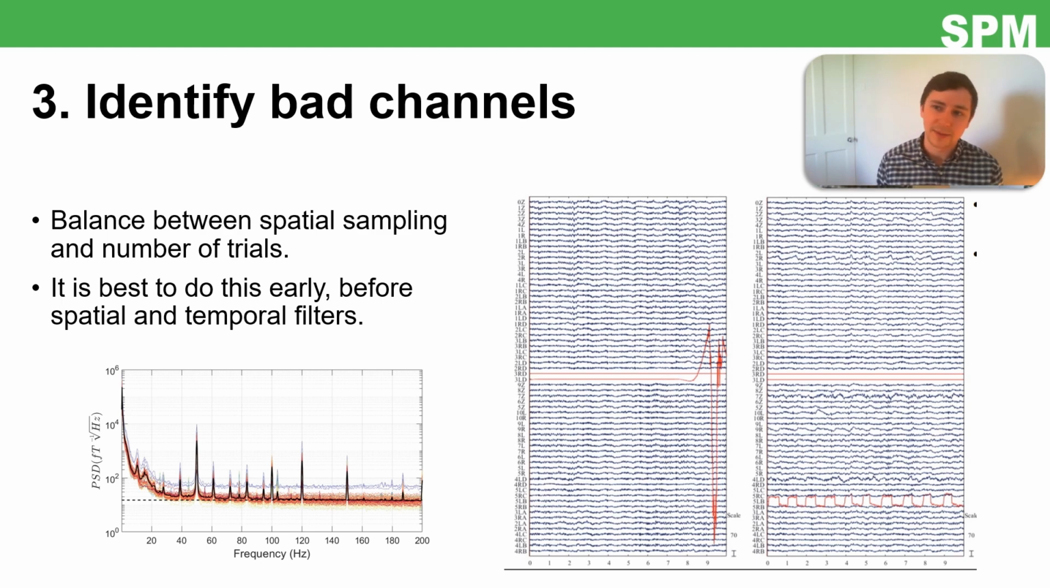The same applies to eye blinks. Whether you're doing that visually or automated, filters are going to really drastically affect what those eye blinks look like. So just be aware of that.